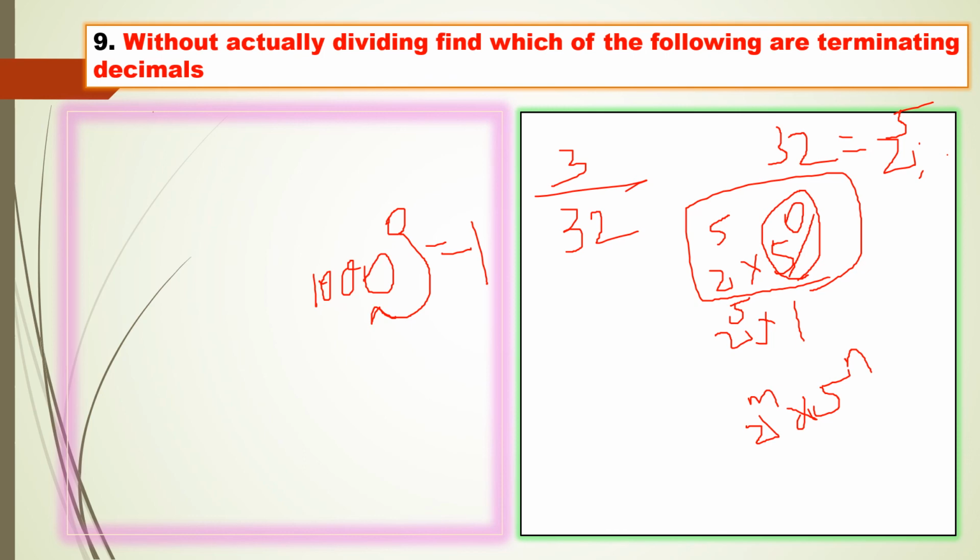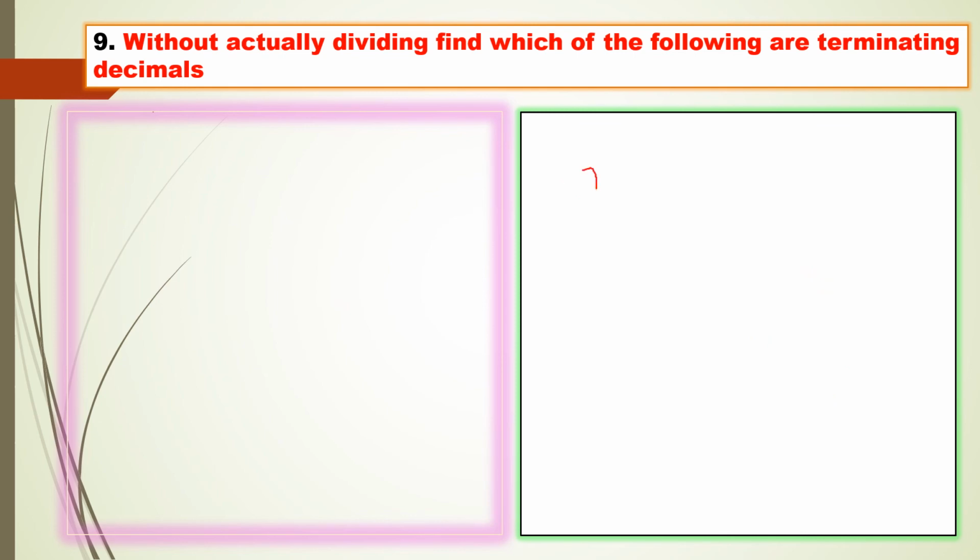Suppose you got only 5 power 3. Suppose I gave the denominator as 125, and you got 5 power 3. Now I can write it as 2 power 0 into 5 power 3, and 2 power 0 is 1 only. So that means your denominator should be in the form of 2 power m into 5 power n, or it should be only 2 power m, or it should be only 5 power n.